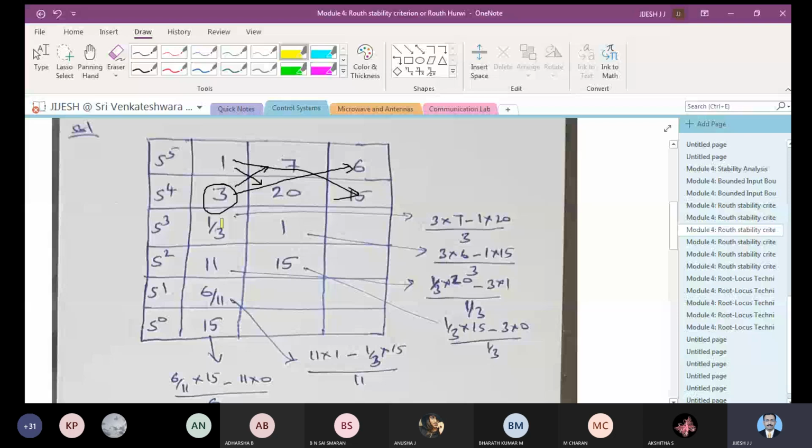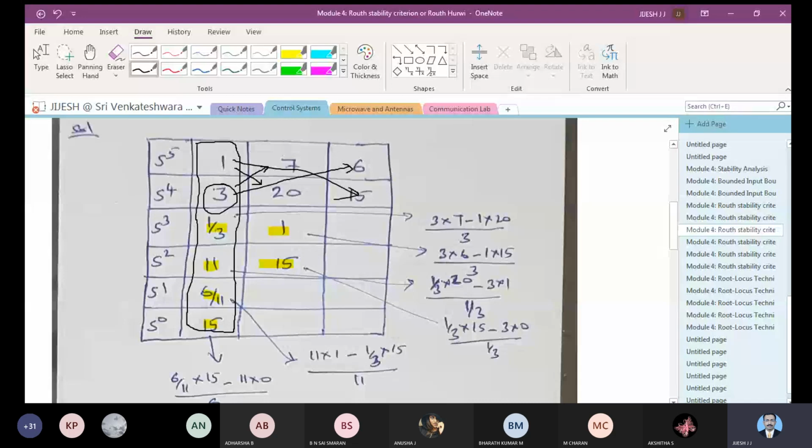So how to check if the system is stable or not? You have to check this column. This entire column you need to check. Okay. So you need to check whether there is a sign change. You can see that all the numbers are positive. There is no minus number, or minus plus is not coming. Like here, if it is minus or here it is plus, like that it is not appearing. All the numbers are positive.